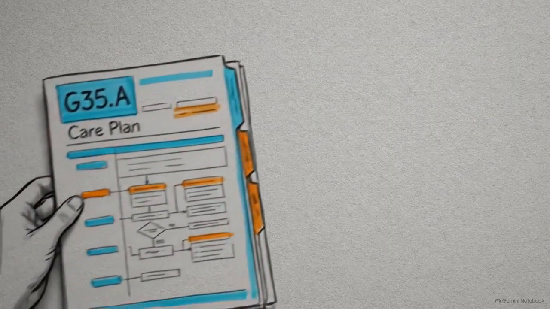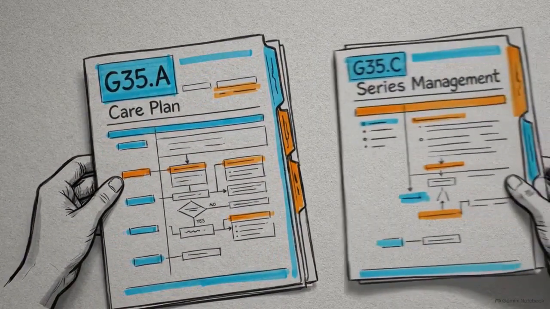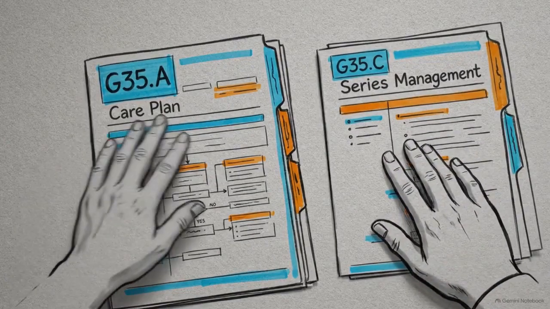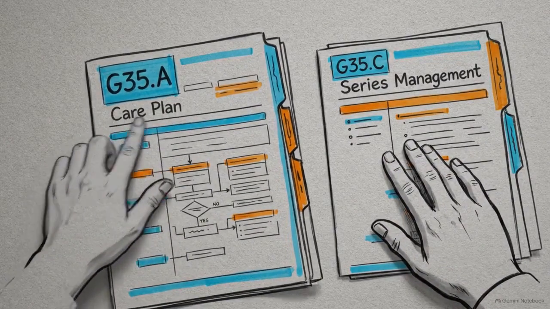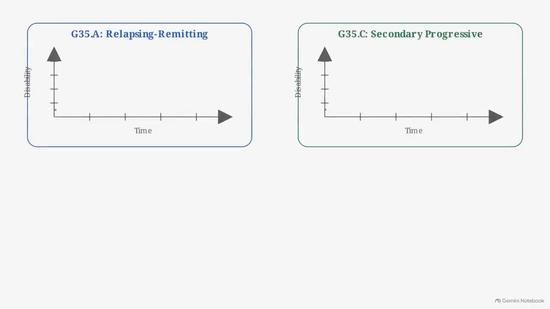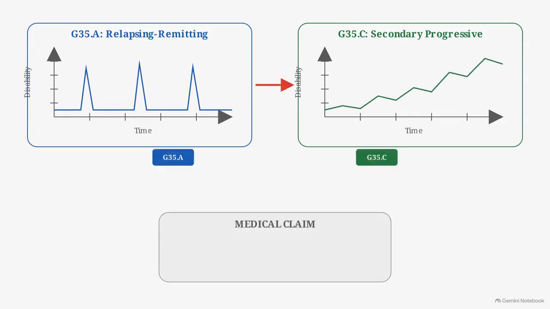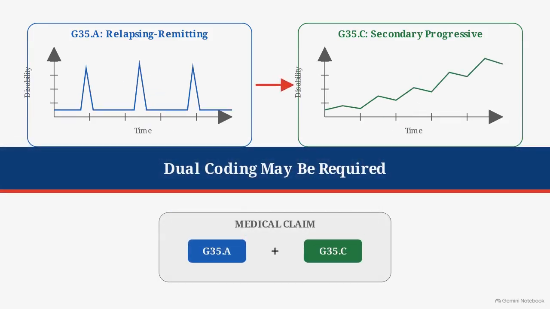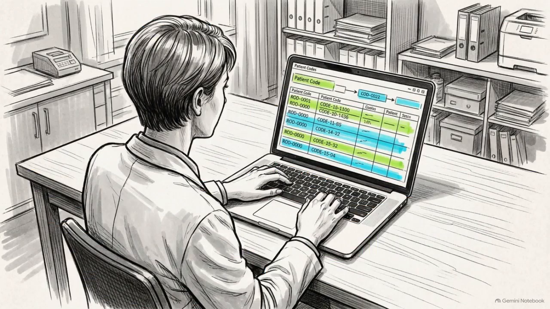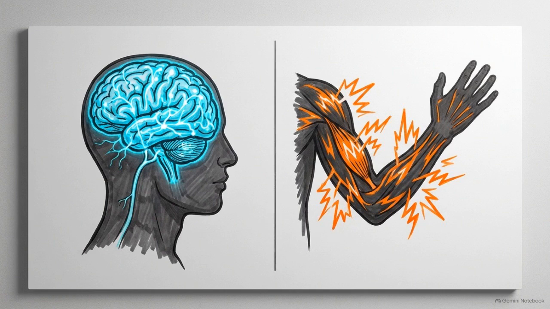Because this state often evolves from the initial diagnosis, a patient may be managed for both relapsing-remitting and secondary progressive characteristics. When this transition occurs, capturing both diagnostic states simultaneously on the claim may be necessary to fully describe the patient's condition. Tracking this shift accurately in the clinical record ensures that the coding reflects the current stage of the disease evolution.